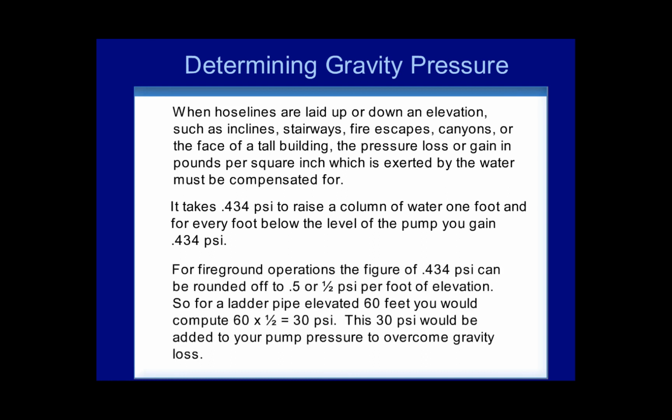For fireground operations, the figure of 0.434 psi can be rounded off to 0.5, or half a psi, per foot of elevation. So for a ladder pipe elevated 60 feet, you would compute 60 times half, which equals 30 psi. This 30 psi would be added to your pump pressure to overcome gravity loss.